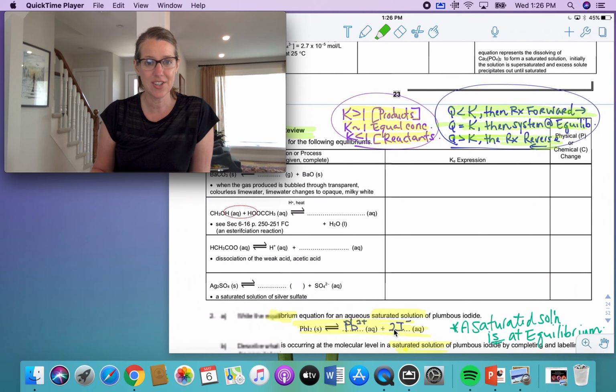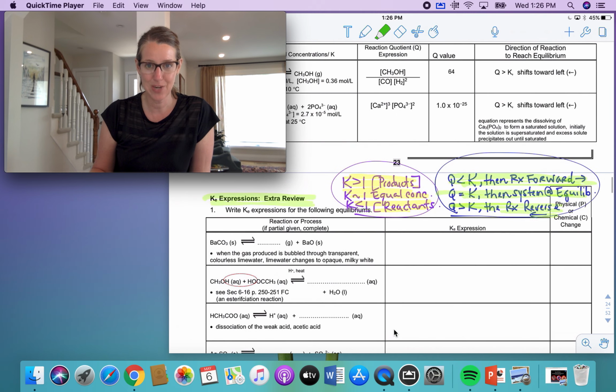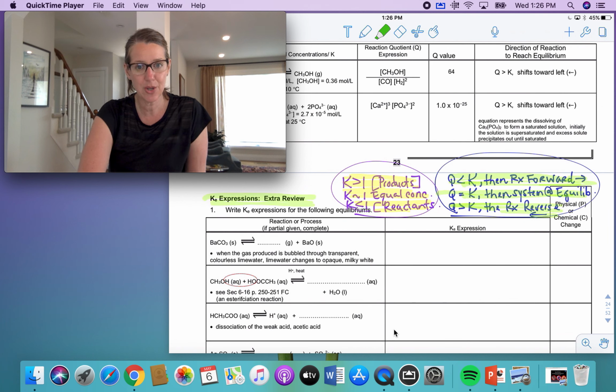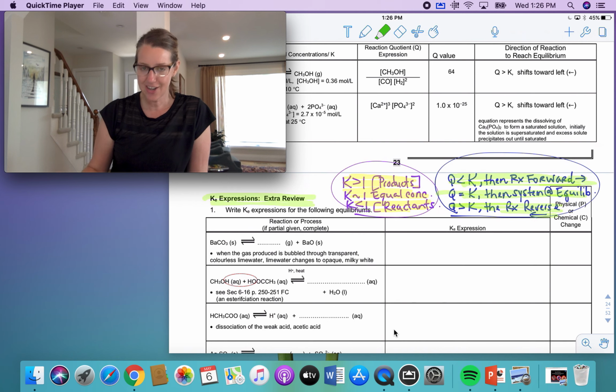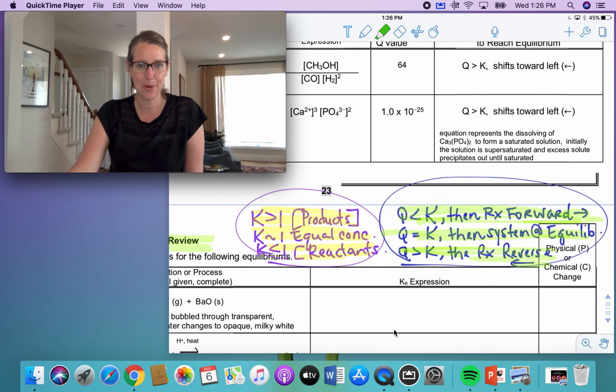And then this is our summary. This is our practice page right here. Once you've worked through all the little homework questions and you've checked all your answers and you get it, see if you can do this review. Can you see here that I've added that summary at the very top? Okay, this is what you need to remember. If K is greater than 1, you have a greater concentration of products. If K is equal to 1, you have equal concentrations. And if K is less than 1, you have greater concentrations of the reactants. That's what the equilibrium constant tells us.